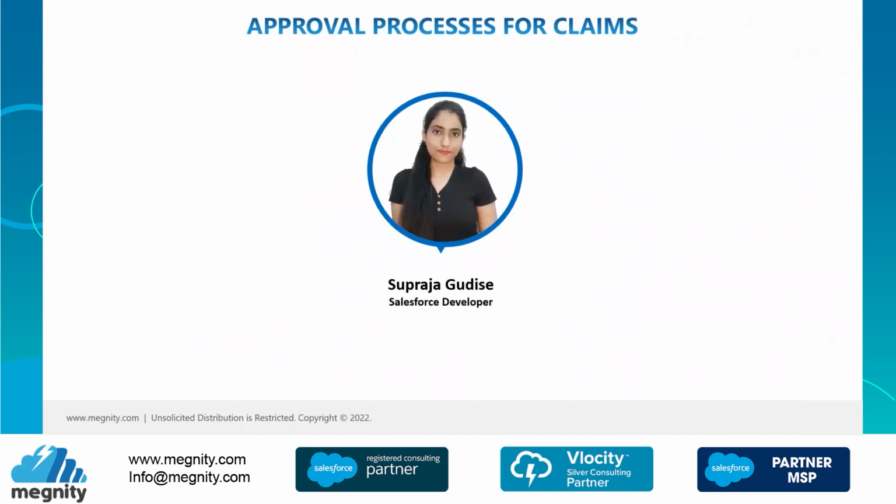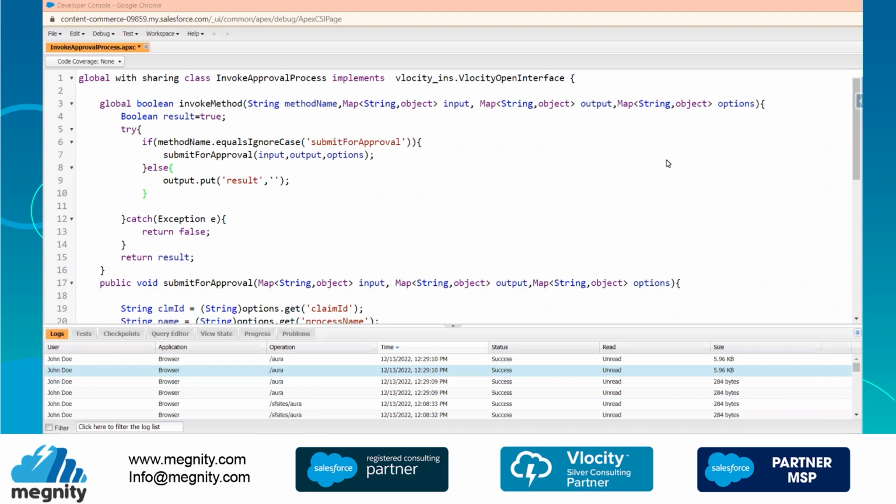Today we are going to discuss approval processes for claims. Let's see the technical part of the approval process for claims. It starts with an Apex class where we invoke the approval process we already created in the org. This is the global sharing class InvokeApprovalProcess, which implements the VlocityOpenInterface. We are using the open interface method here because I'm calling this Apex class in an integration procedure.